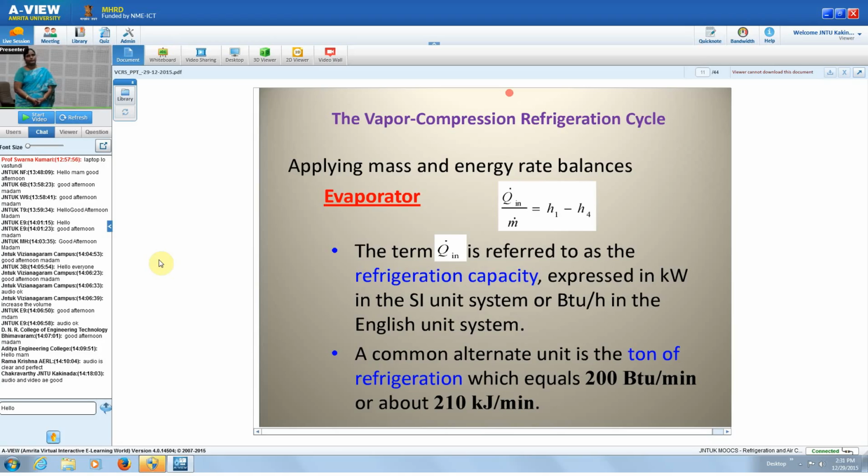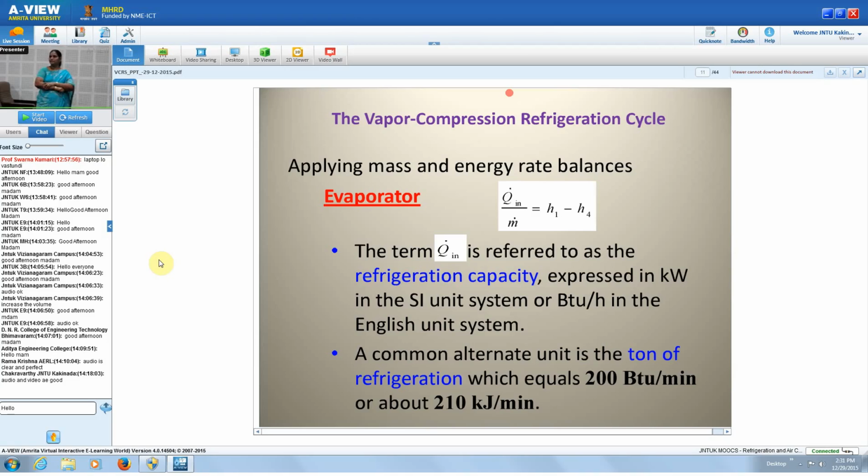In the evaporator, the heat taken away from the space to be cooled, or the space to be refrigerated, is H1 minus H4 per kg of the refrigerant. That is Q in, the heat taken away in the evaporator, or the refrigerating effect produced in the evaporator. It can be expressed as the refrigeration capacity, in kilowatt in SI units. A common alternate unit is the ton of refrigeration. As we have seen, a ton of refrigeration is 3.52 kilowatt, or equal to 210 kilojoules per minute.